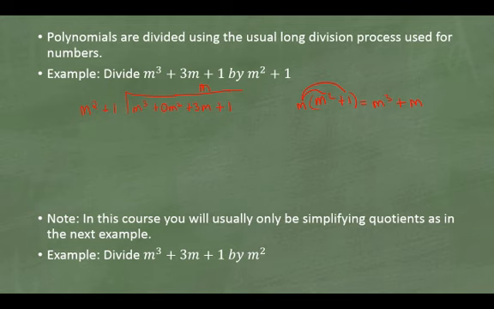So that's what we mean. m squared goes into m cubed m times, because when you multiply them together you get an m cubed. So m squared times m is m cubed, and m times 1 is m. And then we subtract like we usually do. m cubed minus m cubed is 0. 0m squared minus 0m squared is 0. 3m minus m is 2m. And 1 minus 0 is 1.